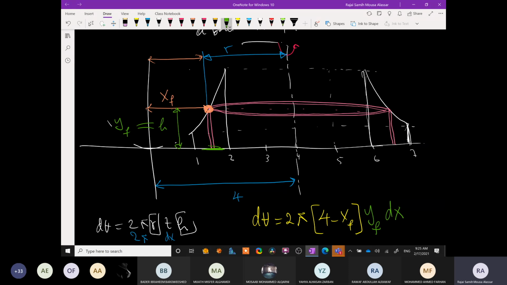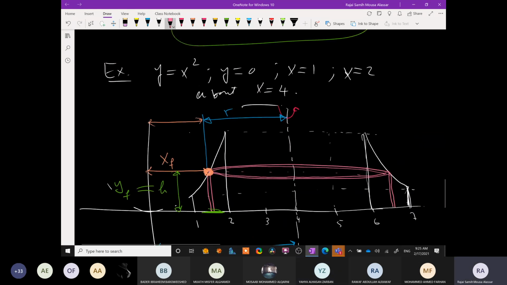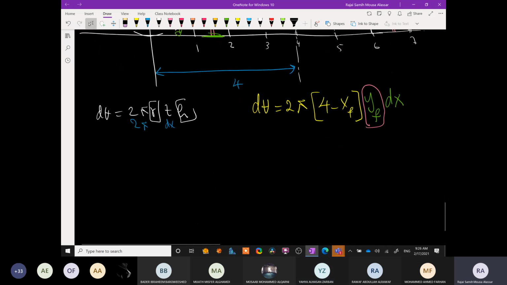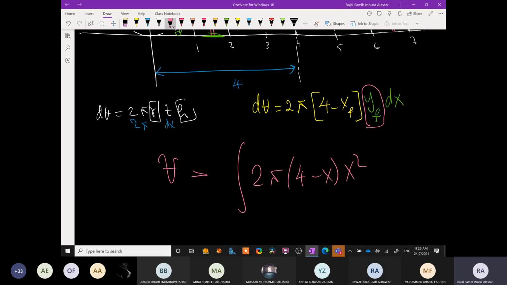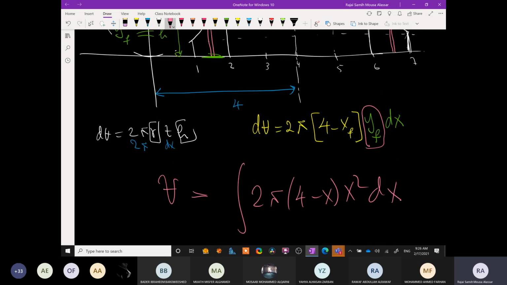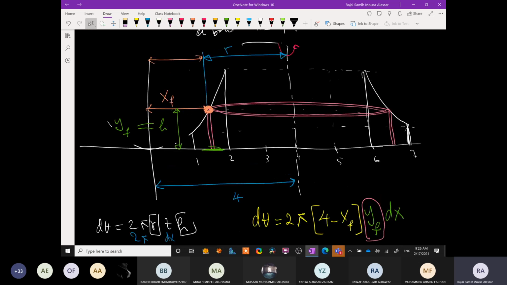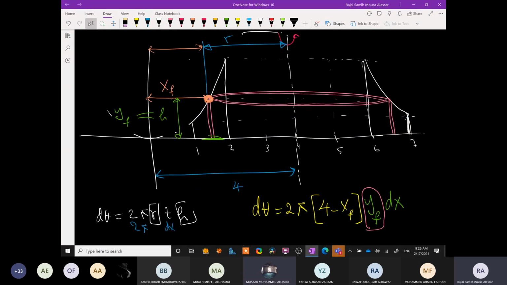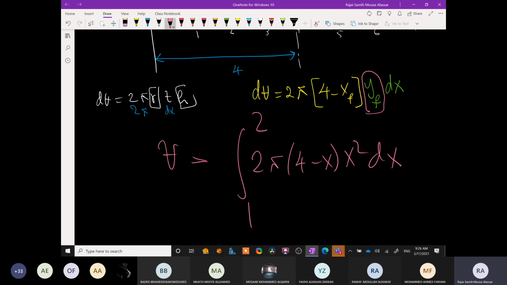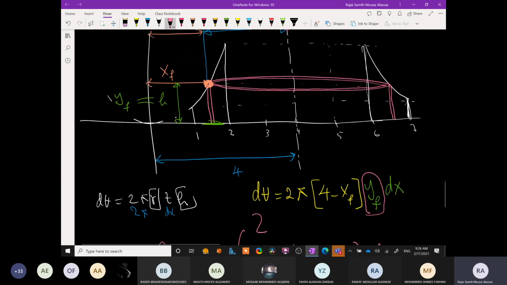The only odd thing is this fellow here, yes? Where do we get it from? It's y equals x squared. So the volume is 2 pi times 4 minus x, this is x squared, this is a dx. And now let's look at the limits. The limits go from where to where? 1 to 2, exactly. So this is 1 to 2.